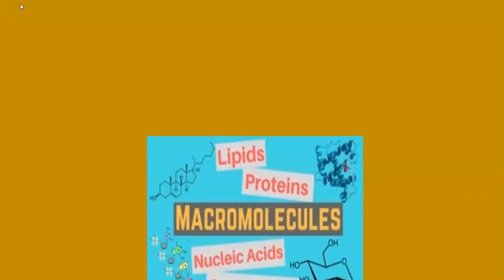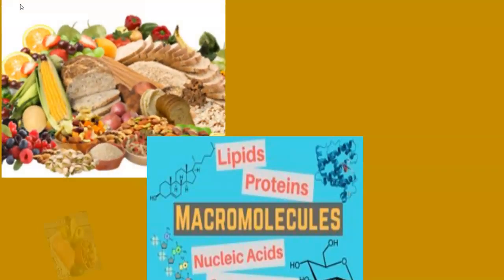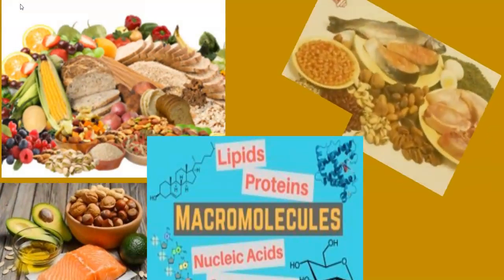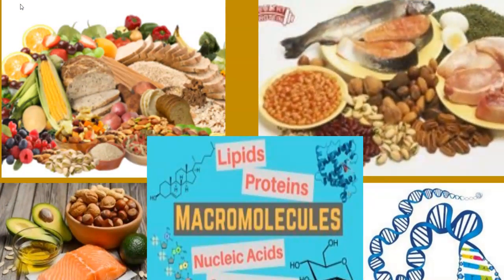Macromolecules or biomolecules are grouped into 4 categories. We have carbohydrates, lipids, proteins, and nucleic acids. Some people don't technically consider a lipid to be a macromolecule because it's built differently than the other 3, which I'll talk about more in this video. But for the most part, lipids are generally accepted as macromolecules.